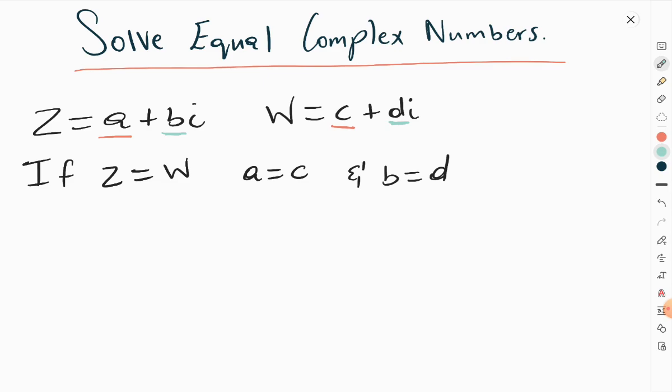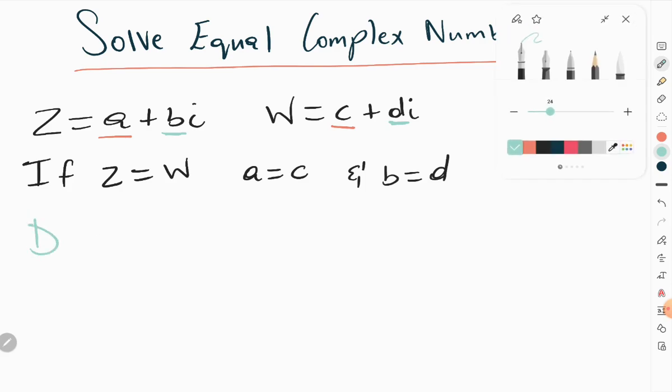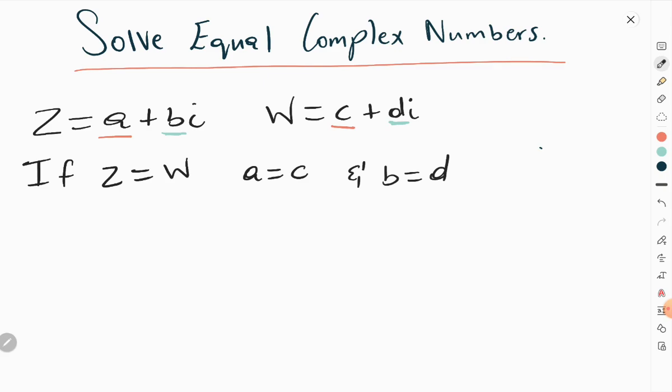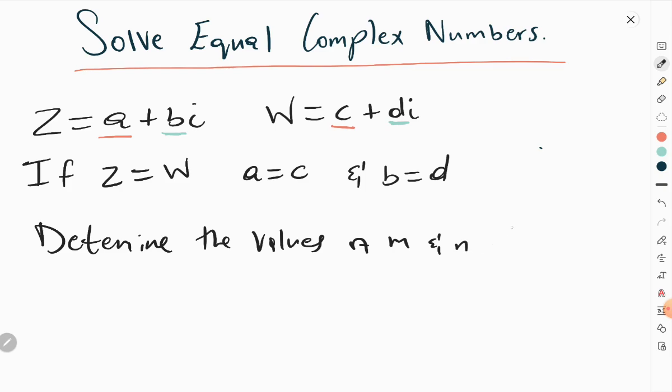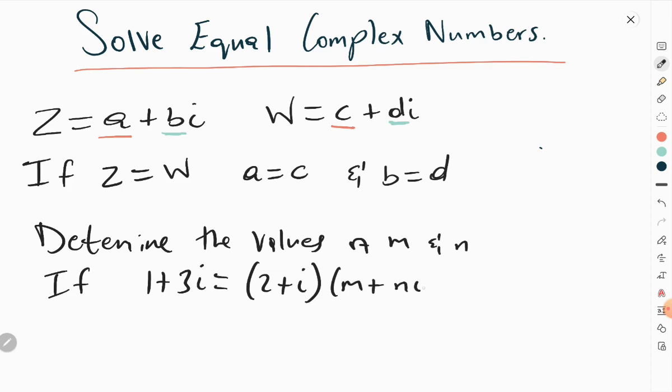So in a case whereby we are having this question, it says, determine the values of m and n if 1 plus 3i is equal to (2 plus i) times (m plus ni).